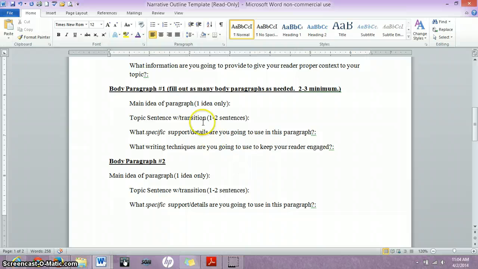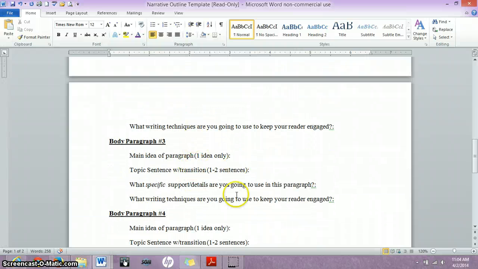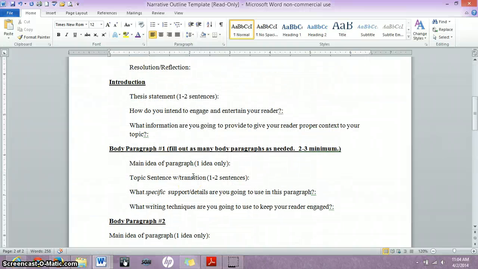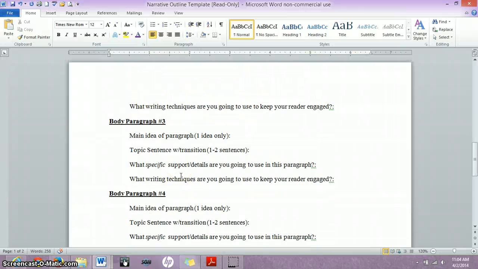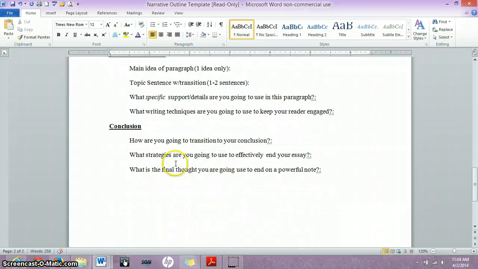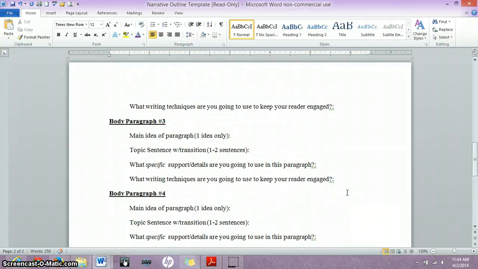I've got 4 body paragraph sections here. If you only use 3, that's okay. If you use 5, that's fine. But you need multiple body paragraphs. So I just kind of gave you 4. You can add or subtract as you think is appropriate. And then, of course, tell me some information about your conclusion.